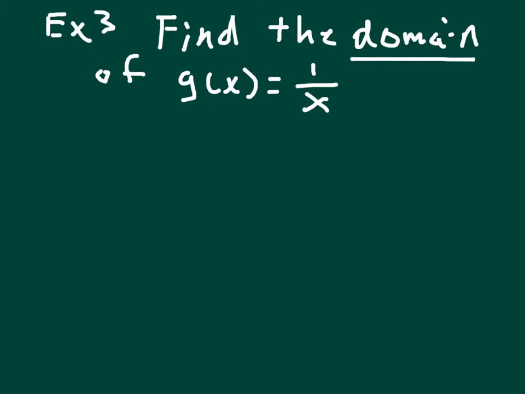All right, how about the domain of g of x equals 1 over x? Now, with this one I don't have much that I can't use. Really, there's only one number I can't use, and that's 0. So in other words, I can't put 0 in for x because 1 over 0, I can't divide by 0. Remember, a long time ago, we talked about why you can't divide by 0. I can take 0 and divide by numbers, but this I can't do.